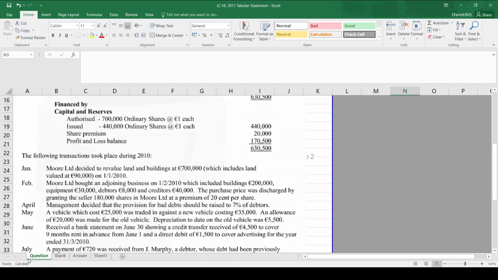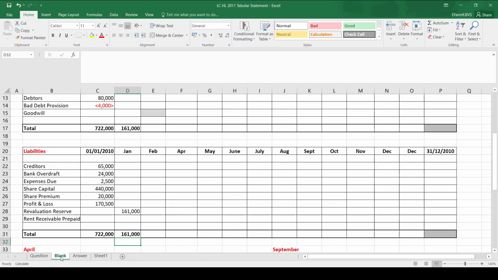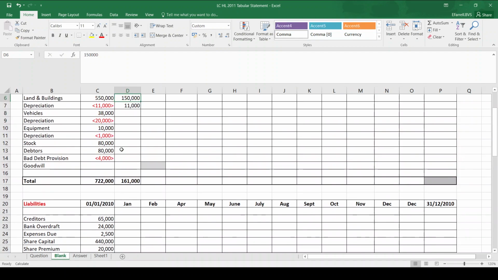The next month is February. Again, this is another common note. Moore bought an adjoining business on the 1st of February, which includes buildings 200, equipment 30, debtors 8,000 and creditors 40,000. So I'm going to put those in first. So buildings 200, equipment 30. So again, this is February.